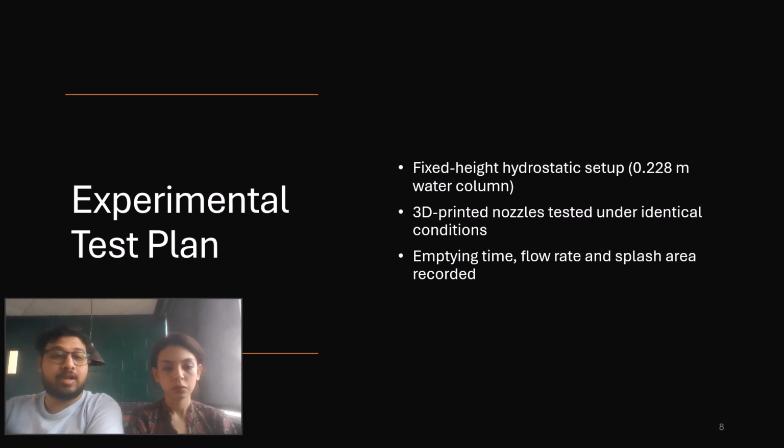So our experimental test plan is designed to isolate the nozzle core geometry effects from environmental and fluid effects. To do that, we started with a fixed height hydrostatic setup, which is a bucket with a 3.5 gallon capacity, filled up to a water column height of 2.228 meters. 3D printed nozzles are used under identical conditions. It's the same bucket, it's the same fluid. Emptying time, flow rate, and splash area are then recorded to understand flow behavior and dispersion behavior.